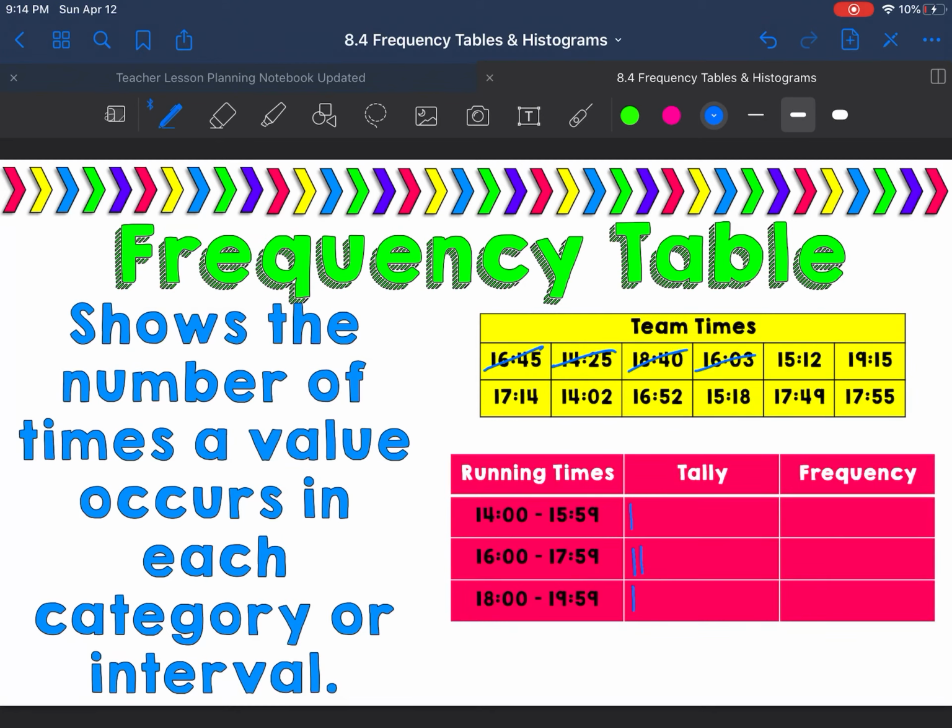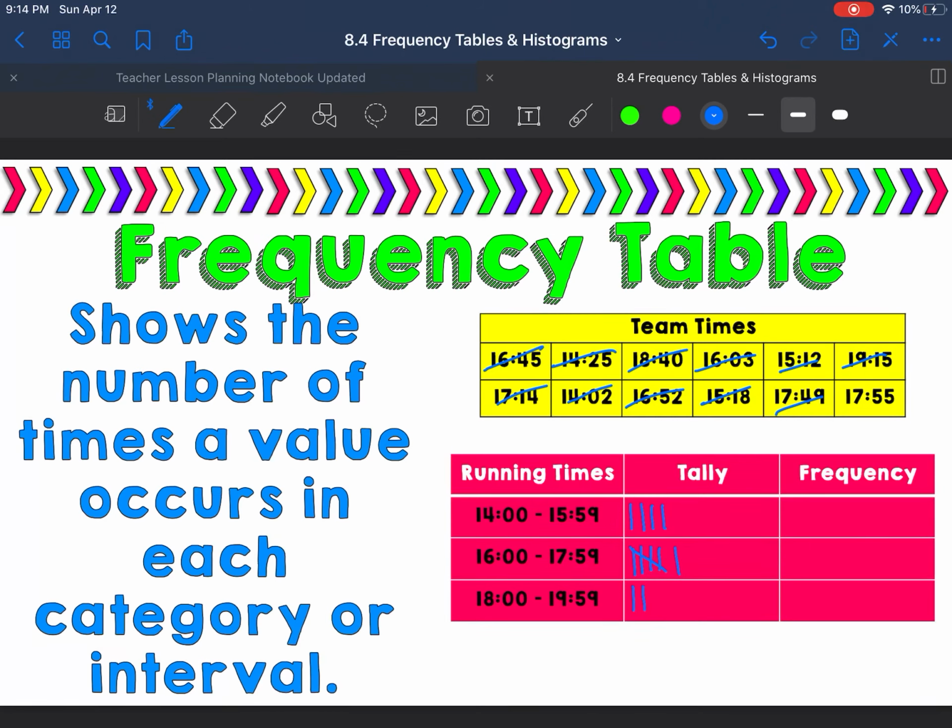18:40 will go here in 18 minutes to 19:59. 16:03 we'll find in this category. 15:12, well, that's the 15, that's there. 19:15, that would be here, my 18 to 19 minutes. 17:14 I can find in my 16 to 18 minutes. 14:02 I can find in my 14 to 16 minutes. 16:52 I'll find from my 16 to 18. 15:18 I would find here. And I'm just going to keep going until I finish all of them like that. And 17:55 would go here.